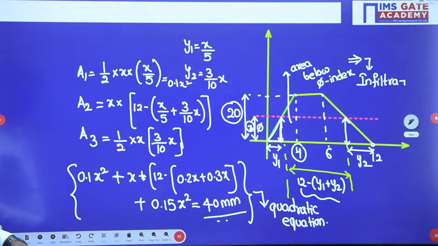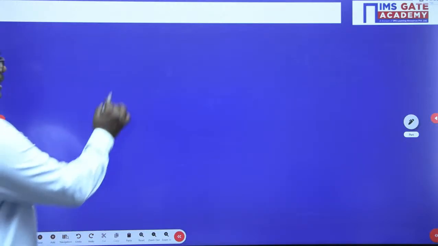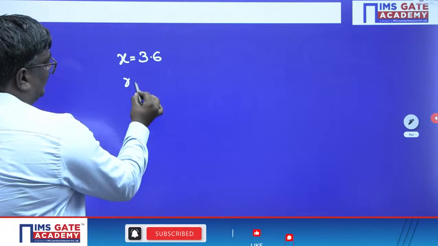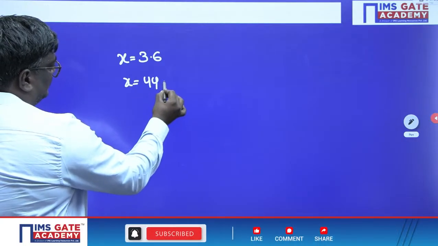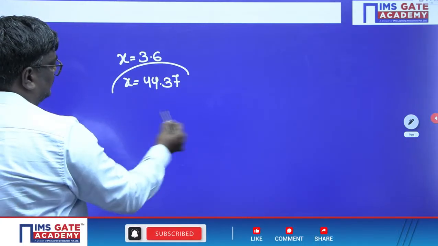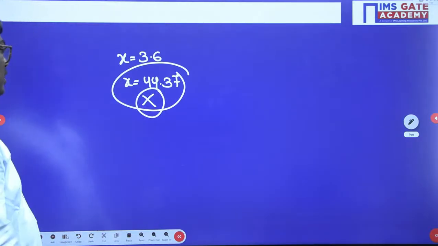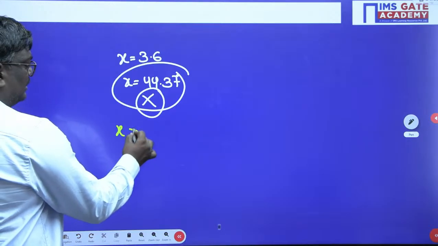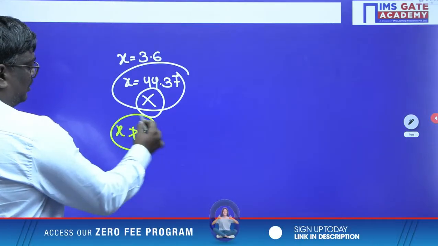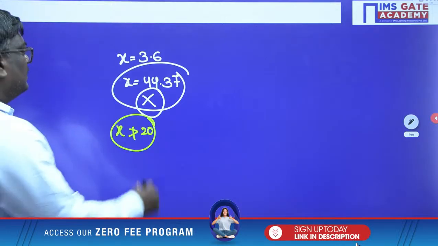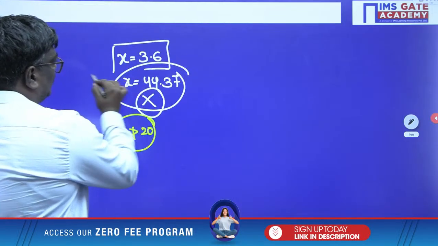So if you see here, you will get the x value as 3.6 and the other x value as some 44.37. Anyhow, this won't come into the picture. Why? Because your x value cannot be more than 20 itself, because the height itself is 20. So the answer here is x is equal to 3.6.